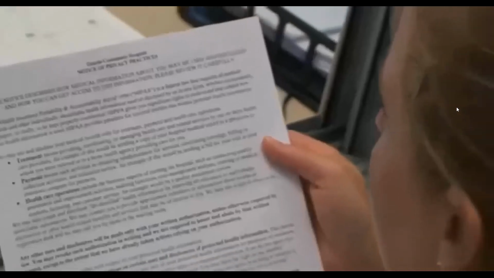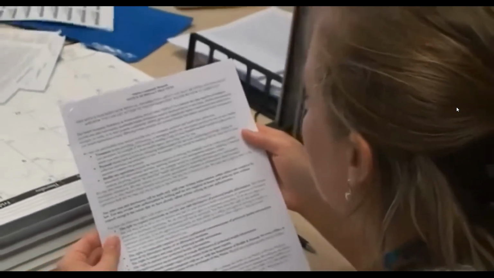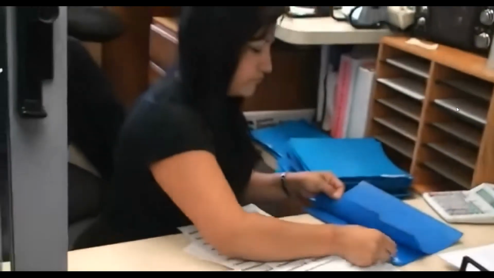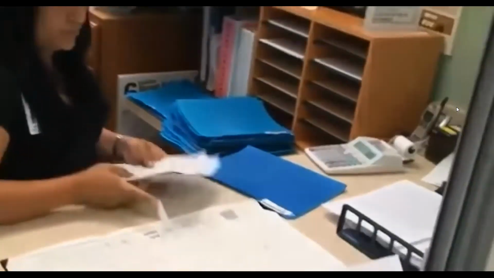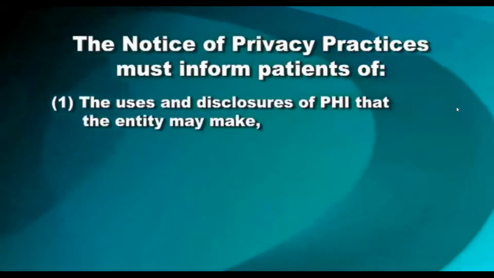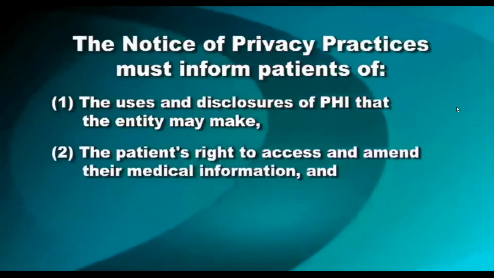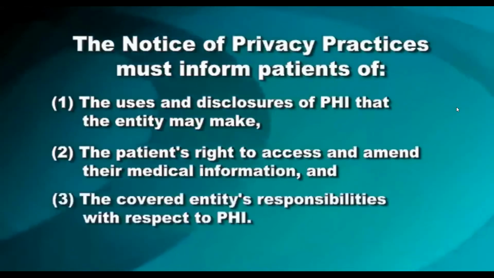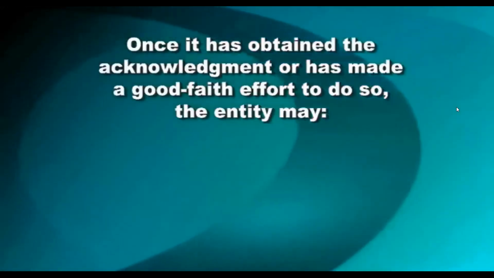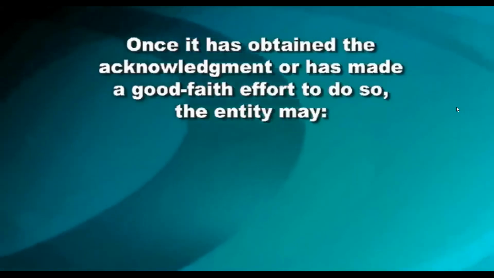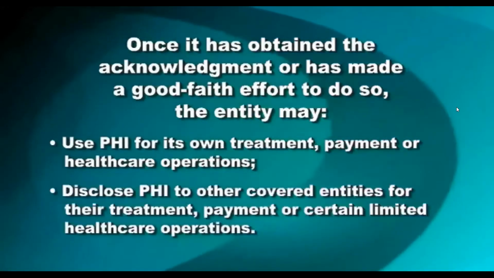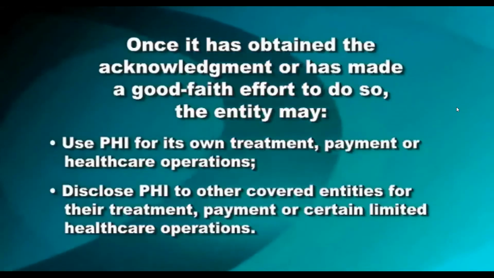Covered entities should also rely on professional ethics and best judgments in deciding which of these permissive uses and disclosures to make. The privacy rule requires a covered entity to provide patients with a Notice of Privacy Practices, or NPP, and make a good faith effort to obtain a patient's written acknowledgement of receiving the NPP. The Notice of Privacy Practices must inform patients of the uses and disclosures of PHI that the entity may make, the patient's right to access and amend their medical information, and the covered entity's responsibilities with respect to PHI. Once it has obtained the acknowledgement or has made a good faith effort to do so, the entity may use PHI for its own treatment, payment, or healthcare operations, and disclose PHI to other covered entities for their treatment, payment, or certain limited healthcare operations.